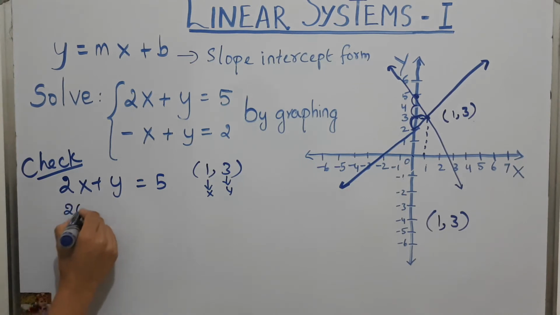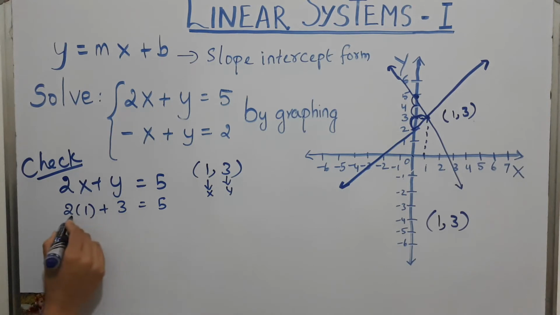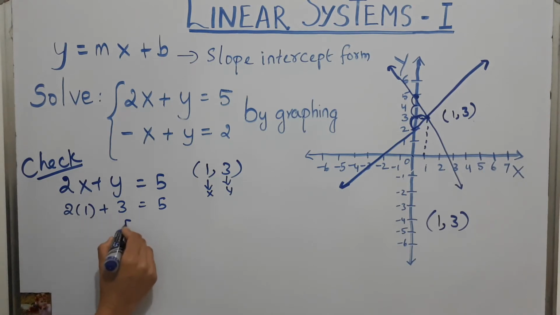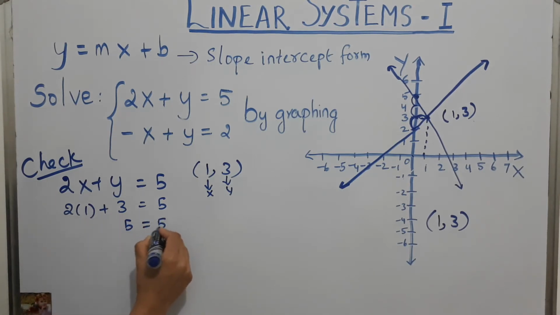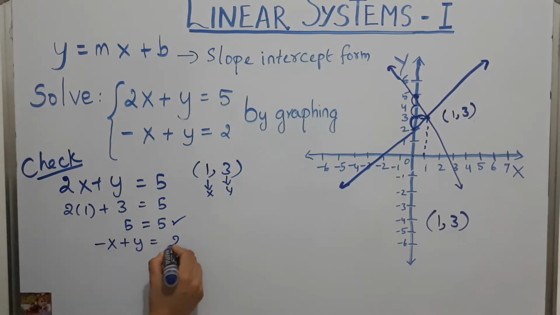So 2 times 1 plus 3 is equal to 5. 2 times 1 is 2, 2 plus 3 is 5. So 5 is equal to 5. So this is the correct solution. And this must be satisfied by the second equation also. So negative x plus y equals 2. Now you can substitute the x and y values in here and see whether you are getting the same value on both sides.